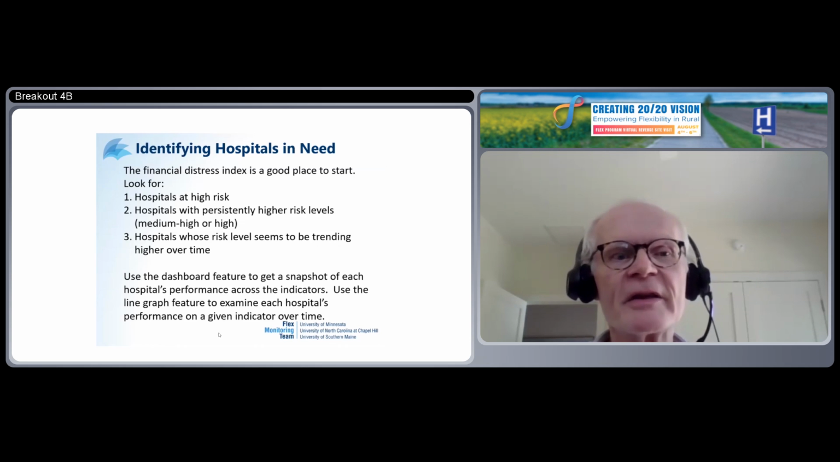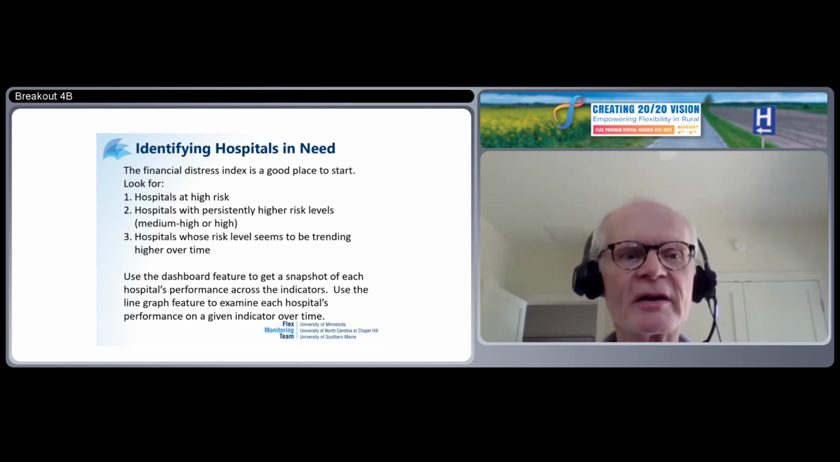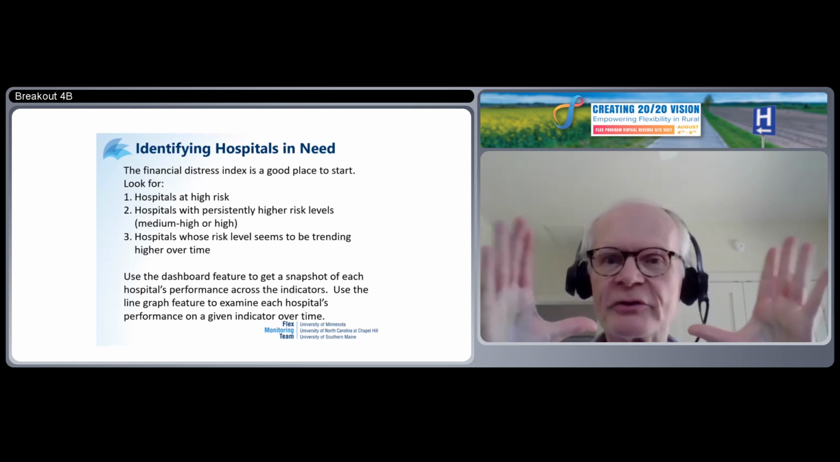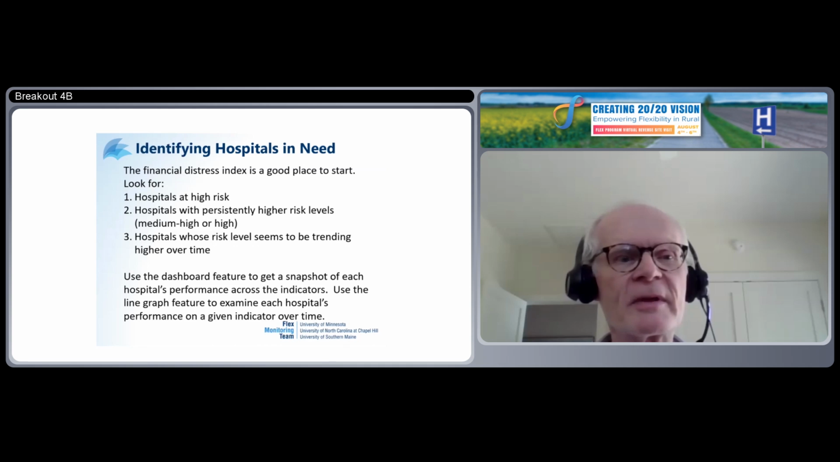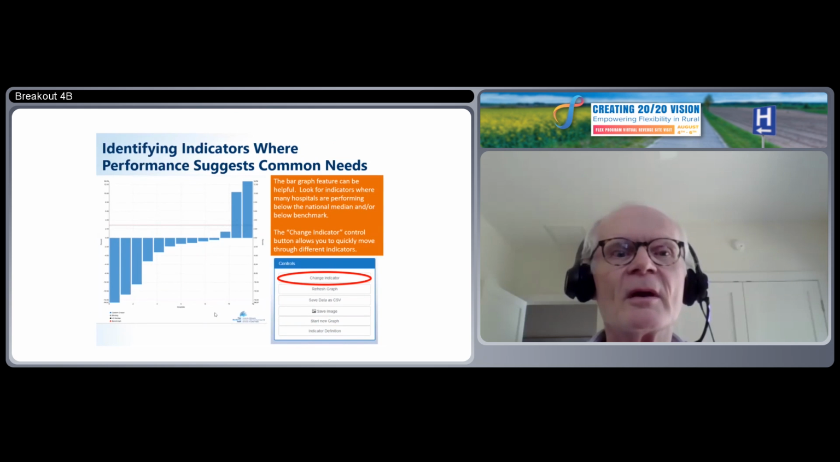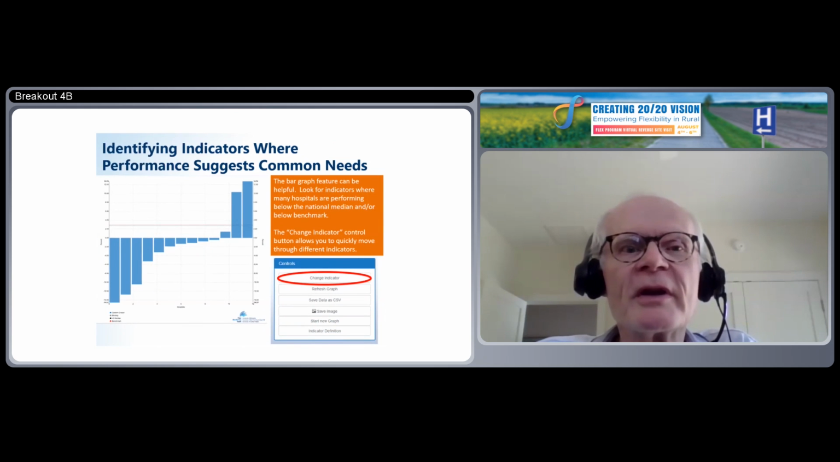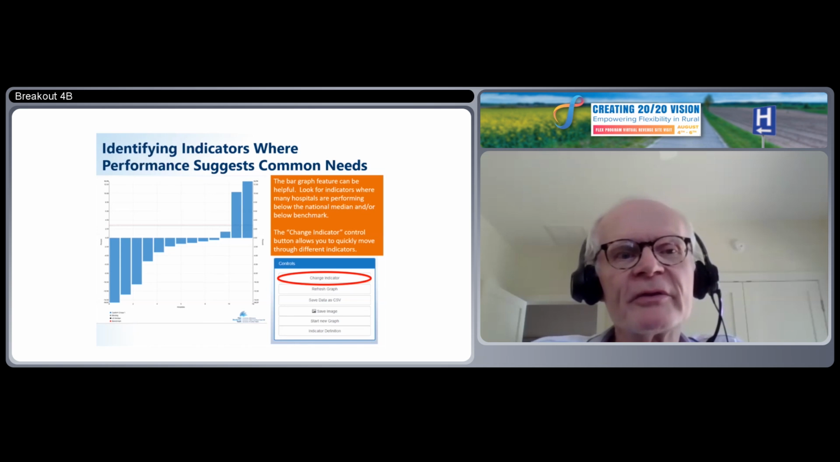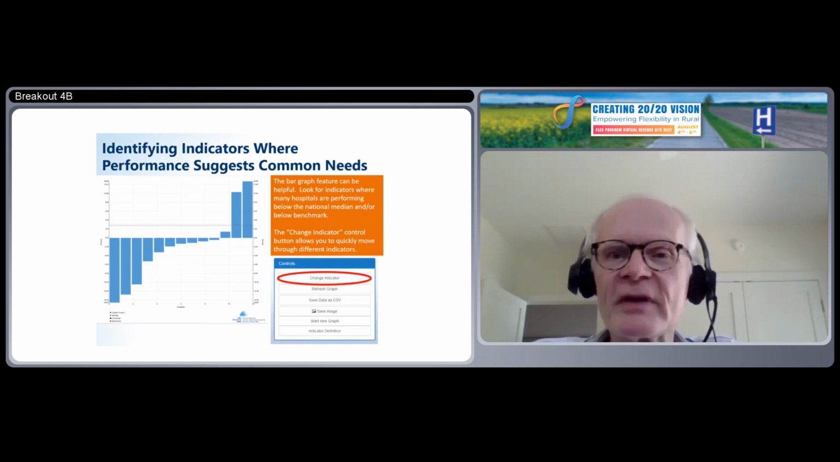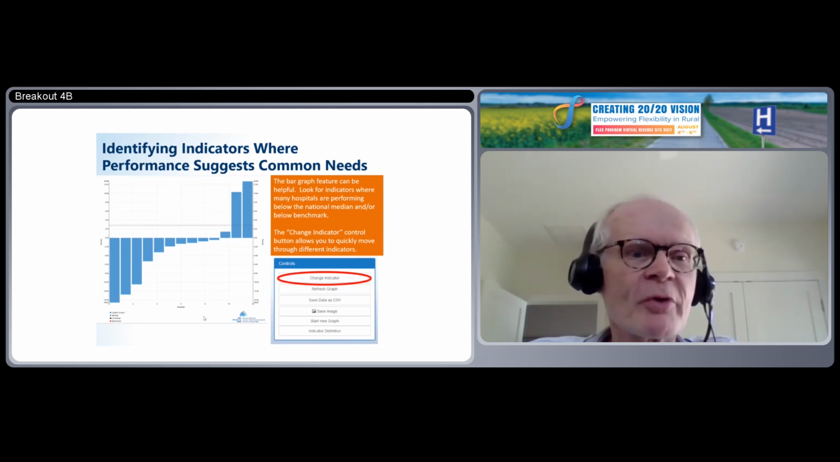The dashboard feature allows you to get a snapshot, so once you have identified the ones you want to target, use the dashboard to look at the hospital's performance across time. You can use the line graph feature, the second one at the top, to compare their performance to groups of hospitals to see whether this is just a one hospital phenomenon or whether it's common to the group they're in. The bar graph can be very helpful. It looks for indicators where they're performing below the national median and below benchmark. This is really helpful if you want to see, is this an outlier in your state or how many hospitals have this problem?